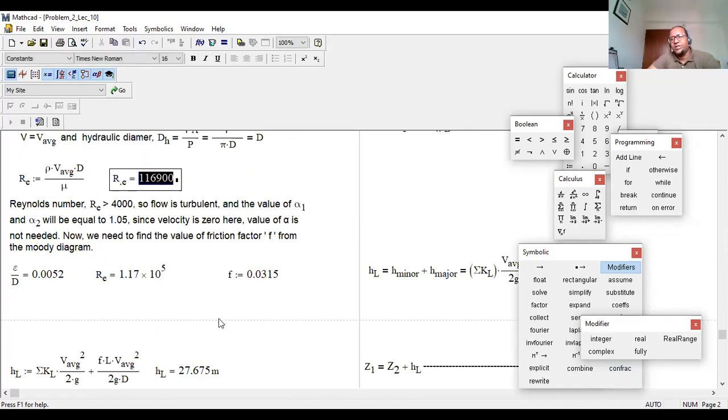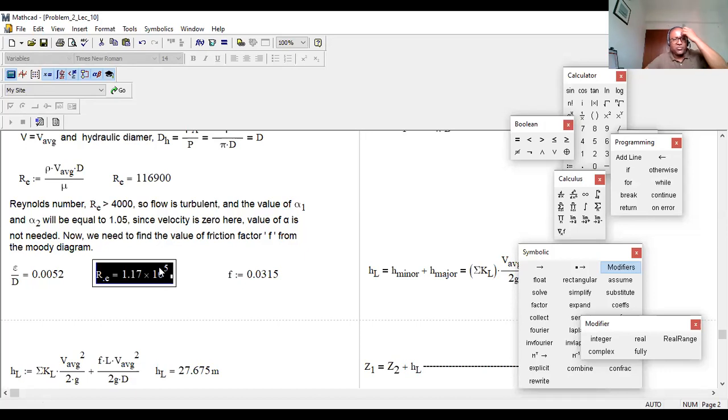Now we need to figure out the friction factor. So how can we figure out the friction factor? You figure out the ratio of surface roughness divided by diameter. Make sure both are in the same unit. So we got 0.0052, and this is our Reynolds number. Now you need to go back to the Moody diagram. So remember this data, 0.0052 and 1.17 × 10^5, right?